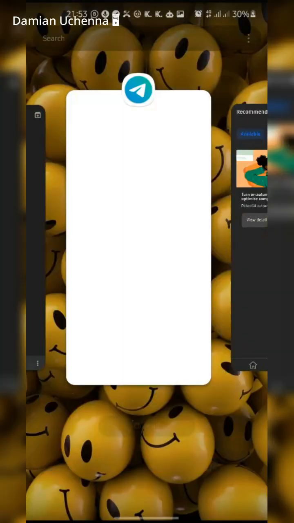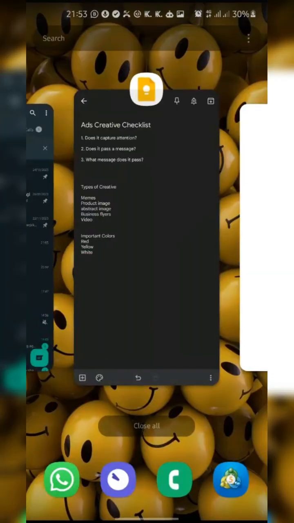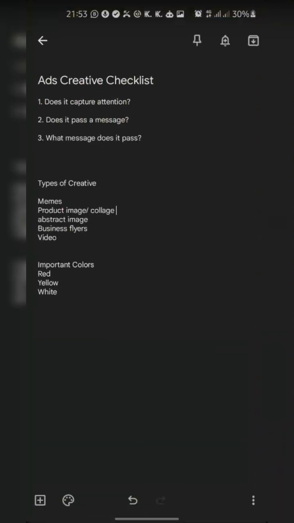Okay, hold on before we proceed further. So you have seen what I meant by product image collage. You know what a collage is? A collage is just like the creative I just showed you, putting different product images together in one single image. Okay, so you can just screenshot this checklist for yourself. You can take a screenshot before I move ahead.